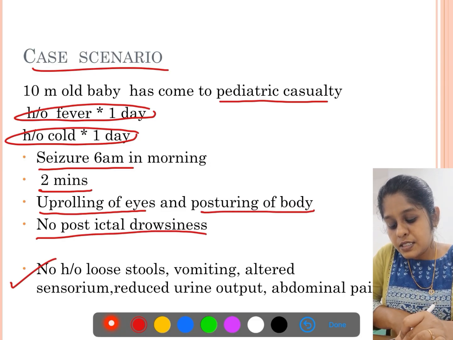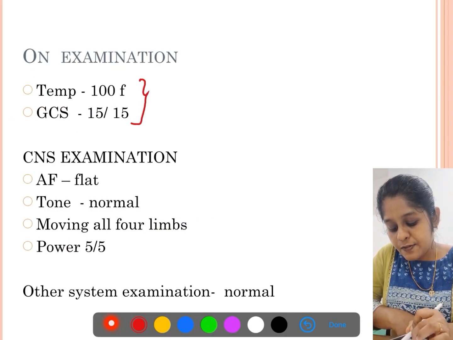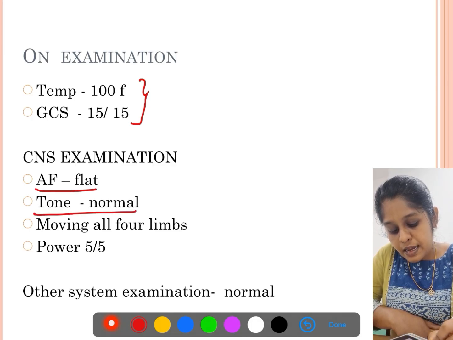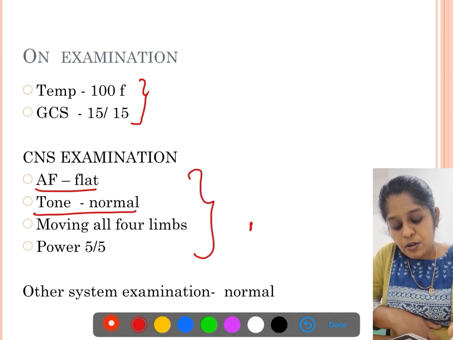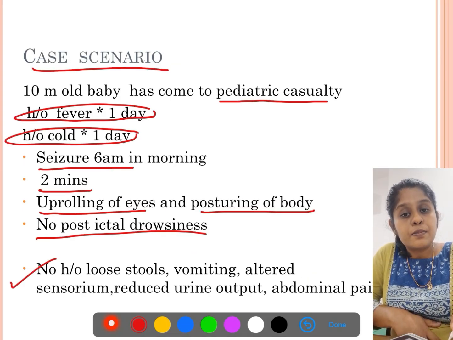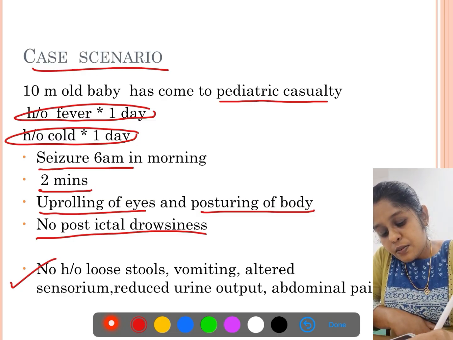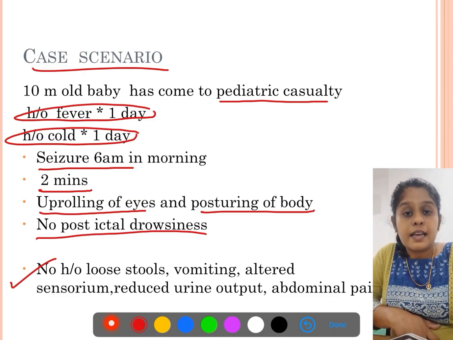On examination, the child is febrile with a GCS currently of 15/15. AF is flat, tone is normal, CNS examination is normal, and other systems are also normal. So in this scenario, we have an infant with one episode of seizure which lasted for less than 2 minutes, and it's a generalized tonic-clonic seizure. So now, how will you diagnose this child?